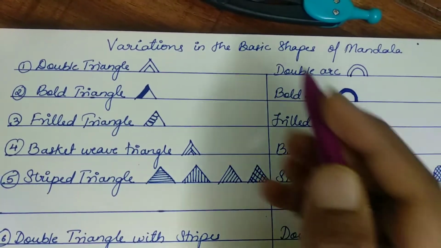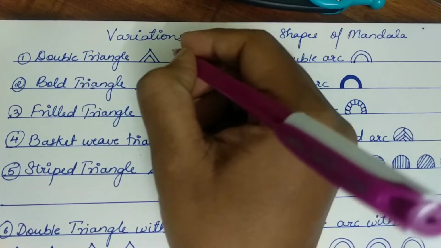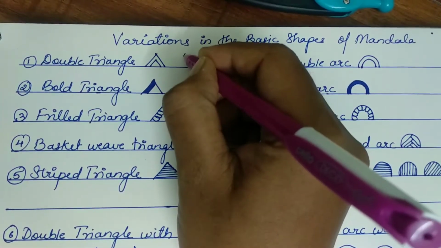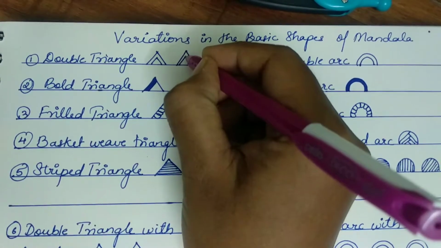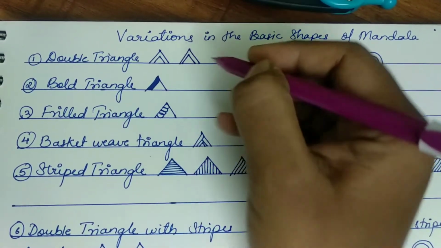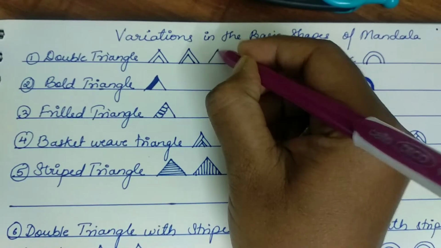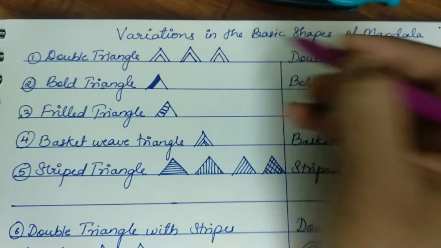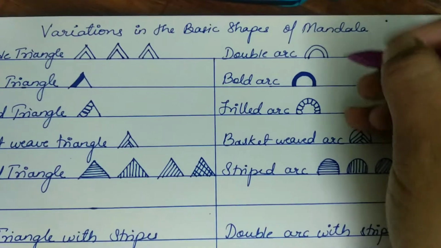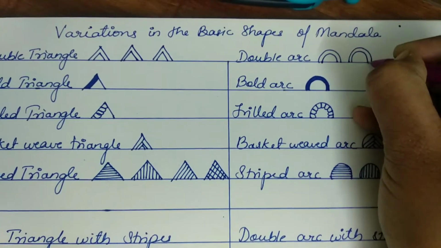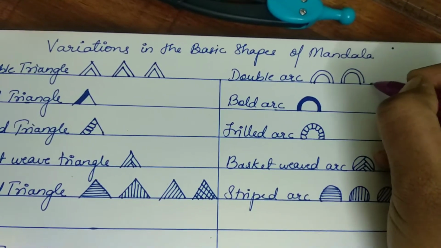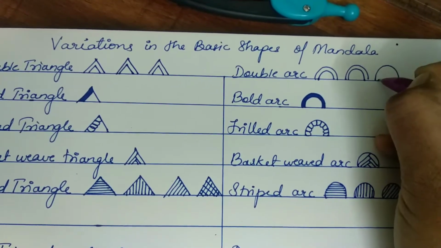So the first shape that we take care of is the double triangle, which is a bigger triangle first and then a smaller one just below that. So that's called the double triangle variation. The arc one is just draw a big arc and a smaller one just below that. So this gives you a double arc variation.